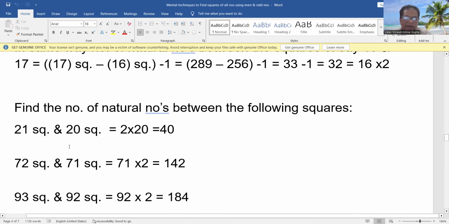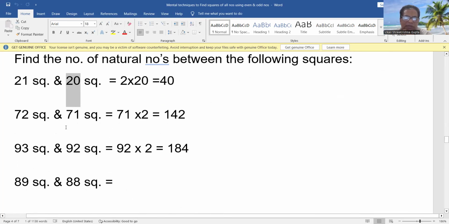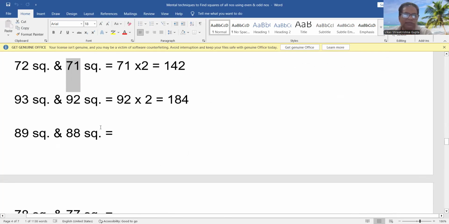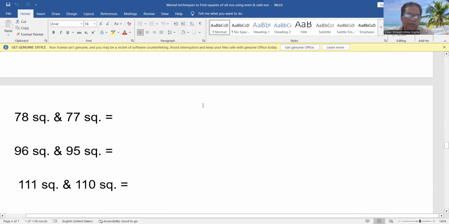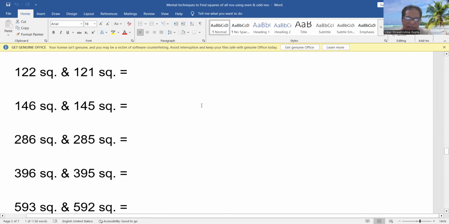In the same way, if I ask you how many natural numbers are there between the squares of 21 and 20, your answer is simply 2 into 20, that is 40. How many natural numbers are there between the squares of 72 and 71? Just multiply 71 by 2. Your answer is 142. How many between the squares of 93 and 92? Just multiply 2 by 92 and your answer is 184. In the same way, you can find the natural numbers between the squares of any two consecutive numbers, say 74 and 75, or 75 and 76.